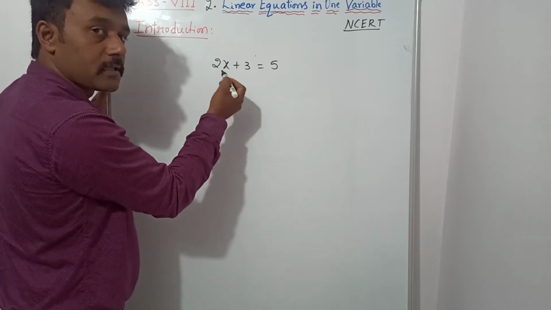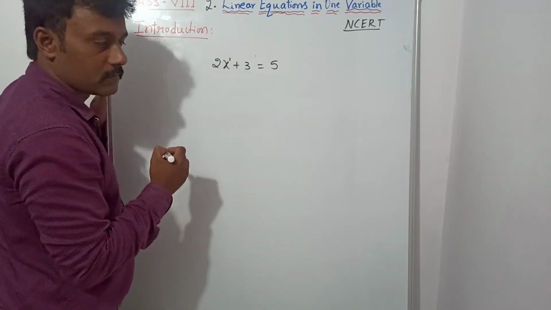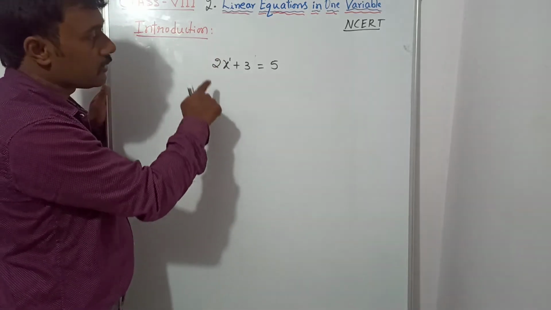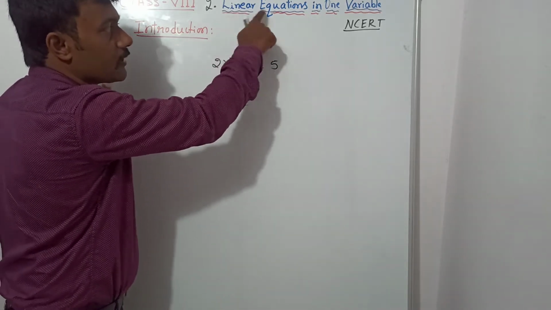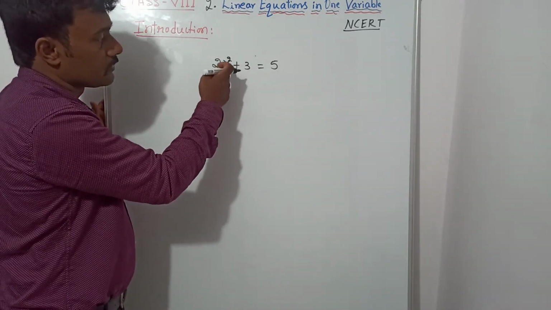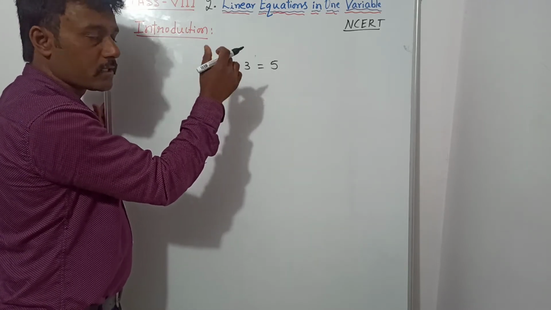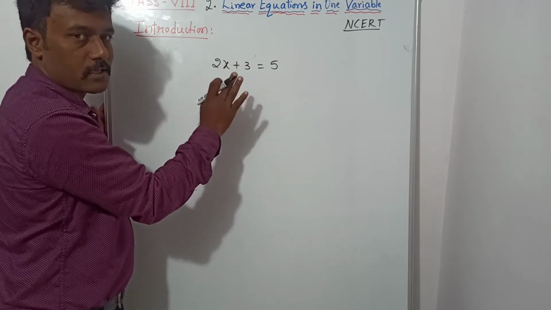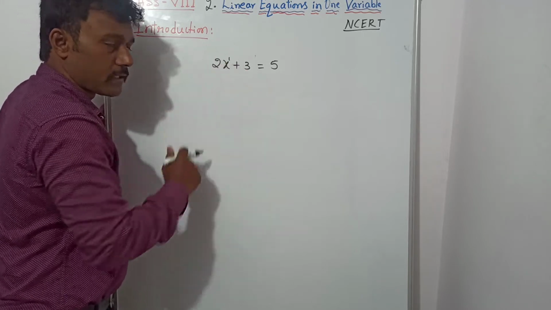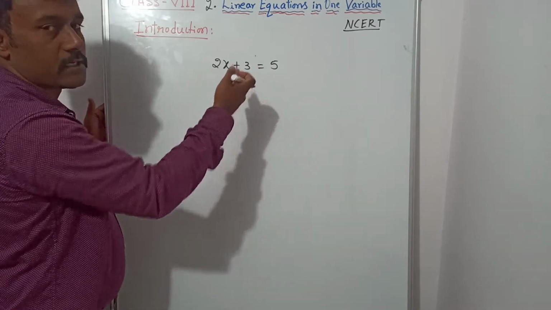So this is a linear equation since the power of x is 1. If the power of x, or the power of any variable, is 1, then the equation is called a linear equation. If the power is 2, or 3, 4, 5, we cannot say it is a linear equation. If the power is more than 1, it is not linear. If the power is 1 for the variable, then the equation becomes a linear equation. Yes, this is an example of a linear equation.